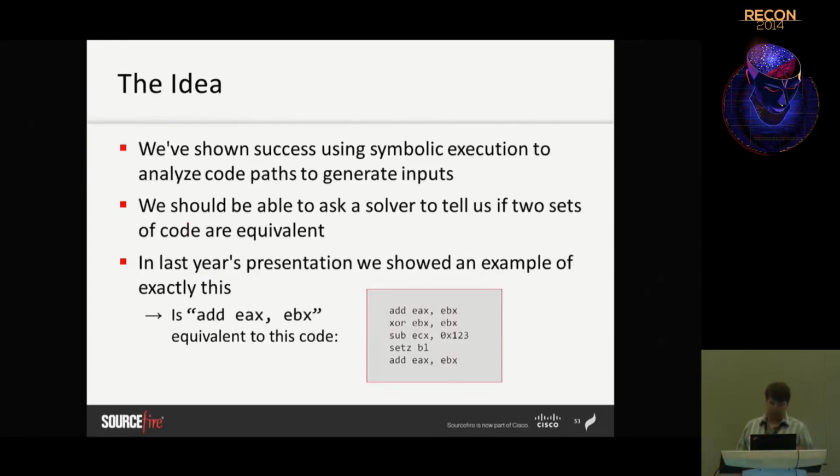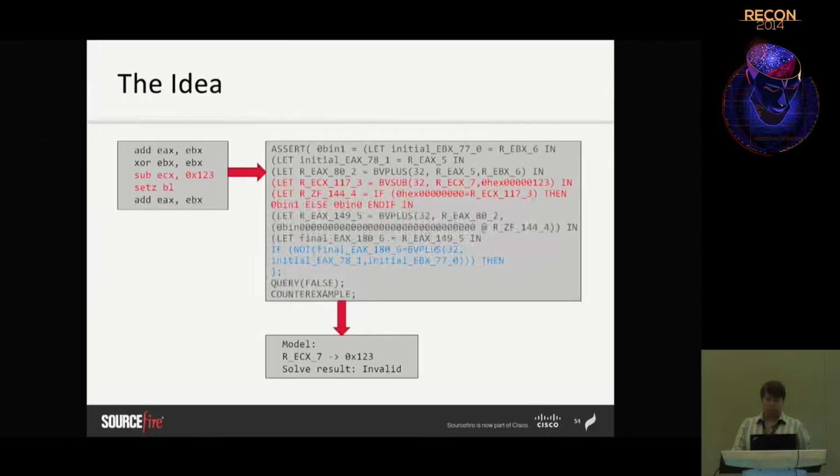We got add EAX, EBX, then we null out the EBX. We subtract something from ECX, which we don't care about. We set a flag, BL, and then we add the nulled EBX to EAX once again. So the question is, are those equivalent at the end of the day? And so we converted that into SMT-lib. We asked the solver to tell us if there was a possible input to the code snippet that would end up with a different ending register assignment. So in this case, in that blue line, that was the condition that we're asking it about.